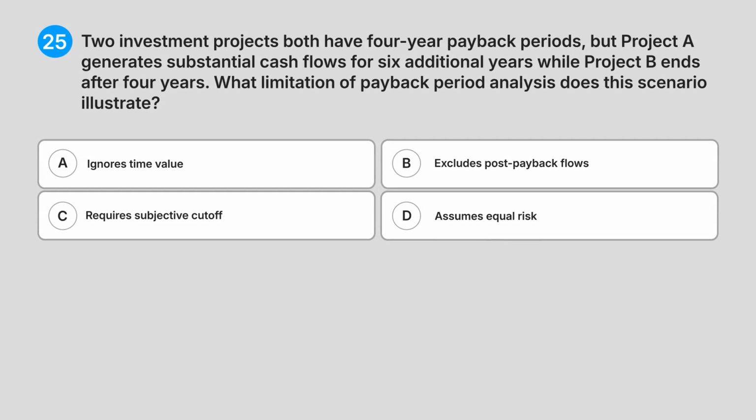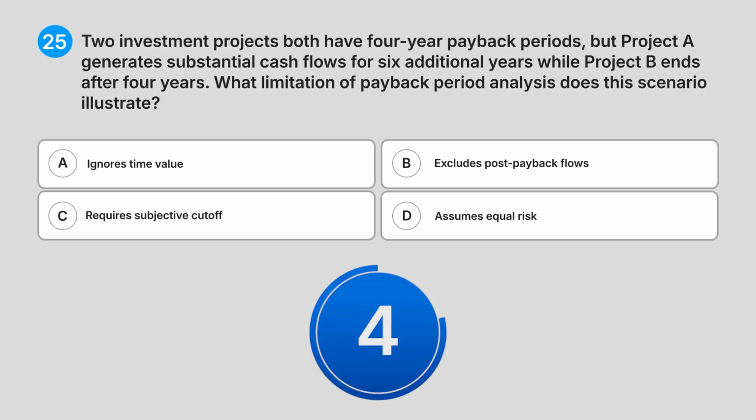25. 2 investment projects both have 4-year payback periods, but Project A generates substantial cash flows for 6 additional years, while Project B ends after 4 years. What limitation of payback period analysis does this scenario illustrate? A. Ignores time value. B. Excludes post-payback flows. C. Requires subjective cutoff. D. Assumes equal risk.